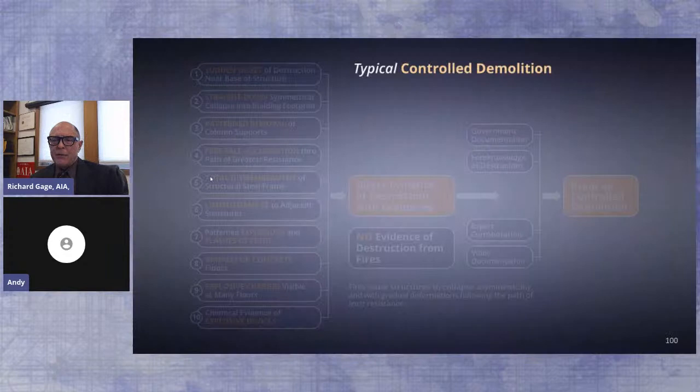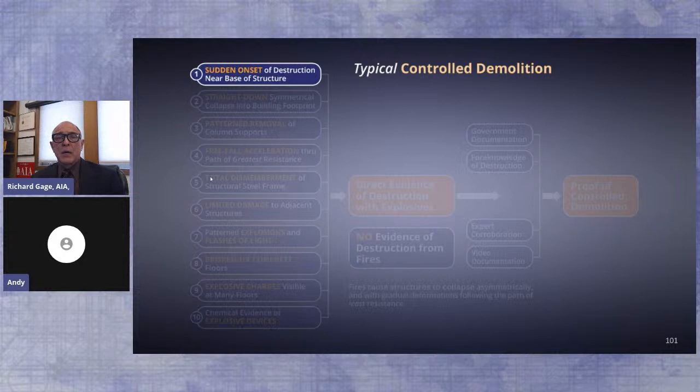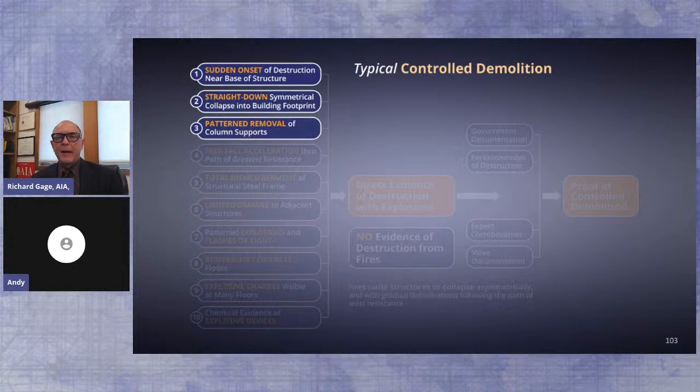So we have only a handful of companies that can accomplish this in the United States. And there's a set of features associated with typical controlled demolitions, such as a sudden onset of destruction, usually at the base of the structure, but not always. We have a straight down symmetrical collapse into the building's footprint quite often, because the patterned removal of column supports yields that result. In feature number 4, there's a free fall or near free fall acceleration straight down through the path that should have been the greatest resistance, the thousands of tons of structure beneath the support that was supporting the structure for its life.